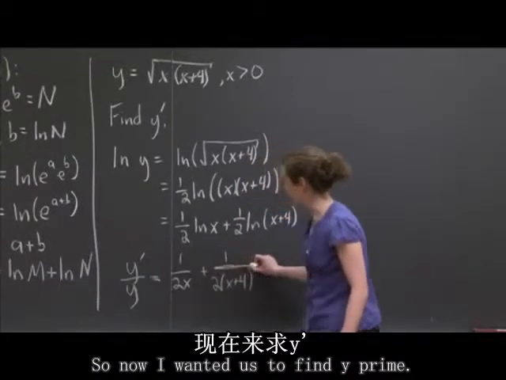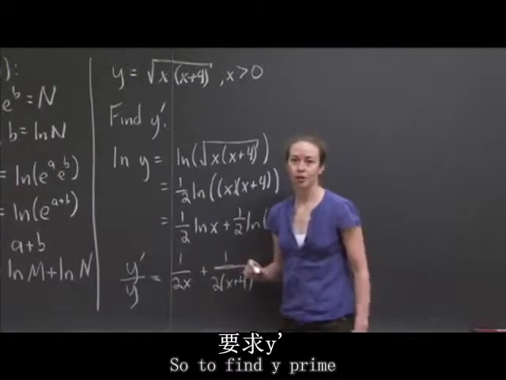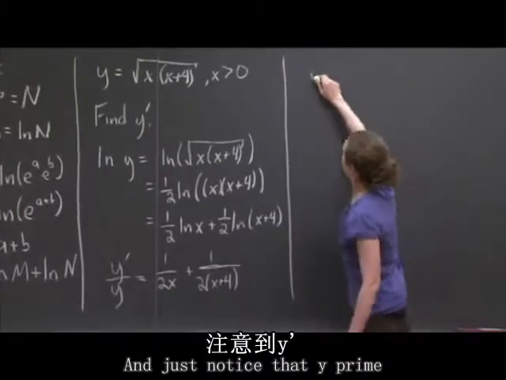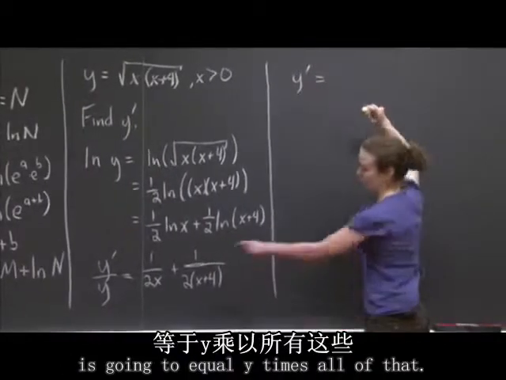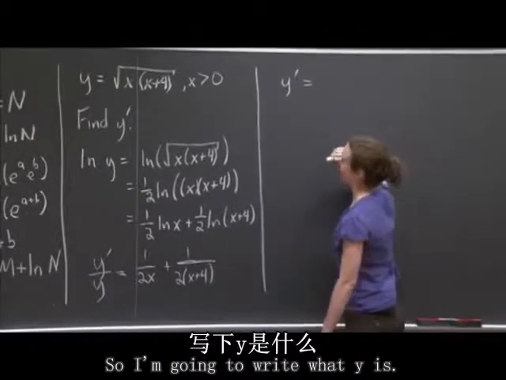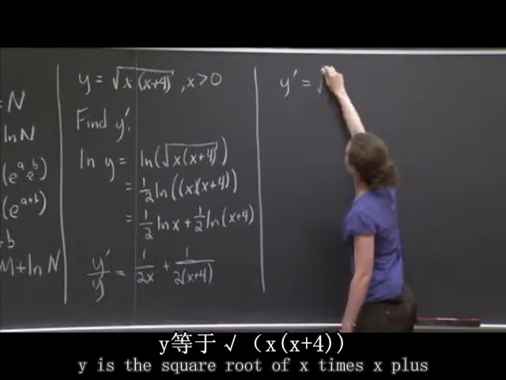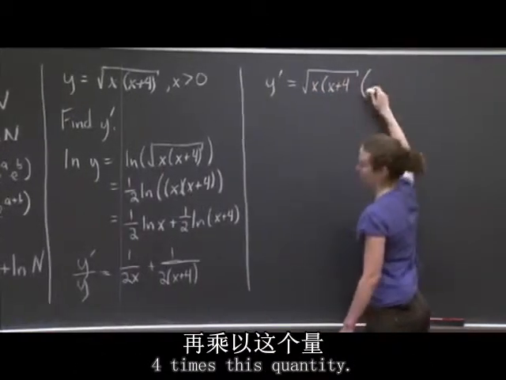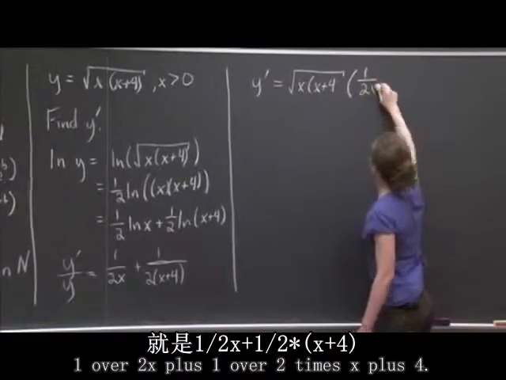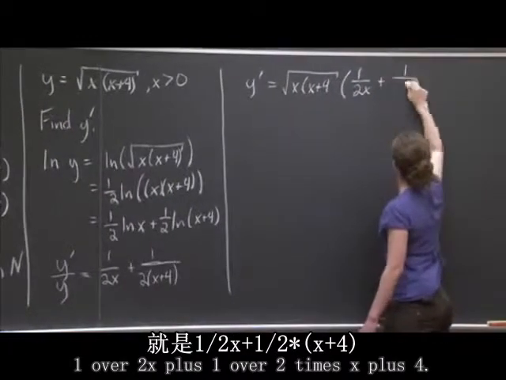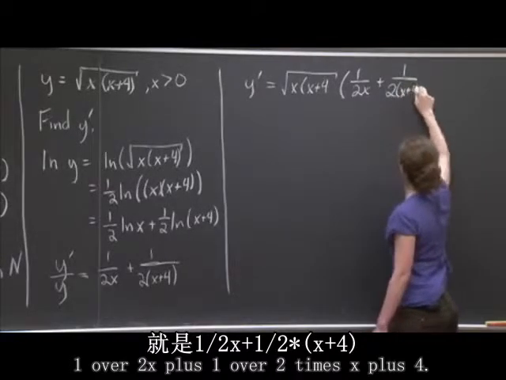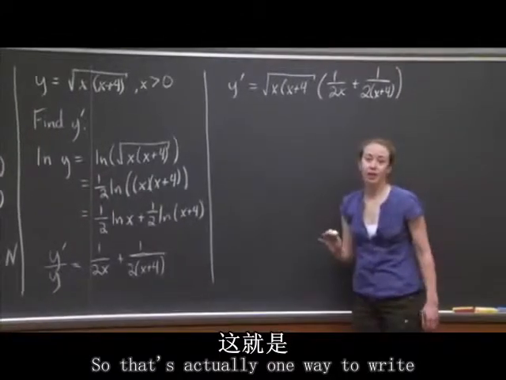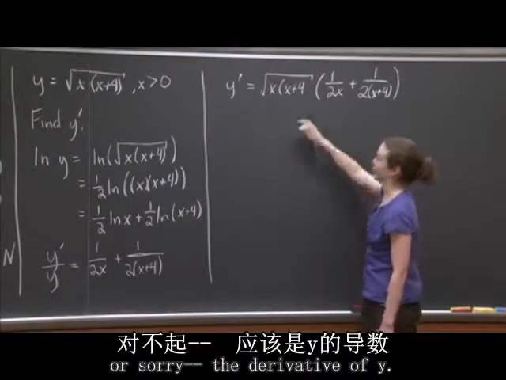So now I wanted us to find y prime. To find y prime, I'm going to move over a little bit more. And just notice that y prime is going to equal y times all of that. Well, I know y, so I'm going to write what y is. y is the square root of x times x plus 4, times this quantity, 1 over 2x plus 1 over 2 times x plus 4. So that's actually one way to write y prime, the derivative of y.